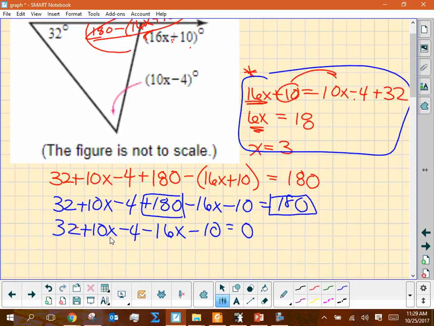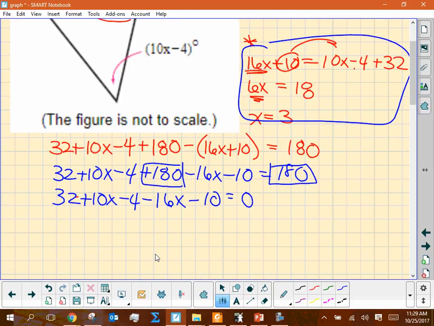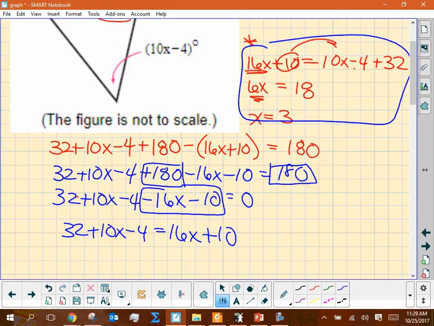Okay, now, kind of doing things maybe different than what you would normally do on your own, but I want to show you a relationship here. So most people would probably want the 32 and the negative 4, combine those, the 180, combine those, move all that stuff over, right? I'm trying to do this so we recognize the relationship between what we've already done, how we've already solved this one time. Could I do this? Could I add those two things to both sides? So I get 32 plus 10x minus 4 is equal to 16x plus 10, right? Are those two things the same?